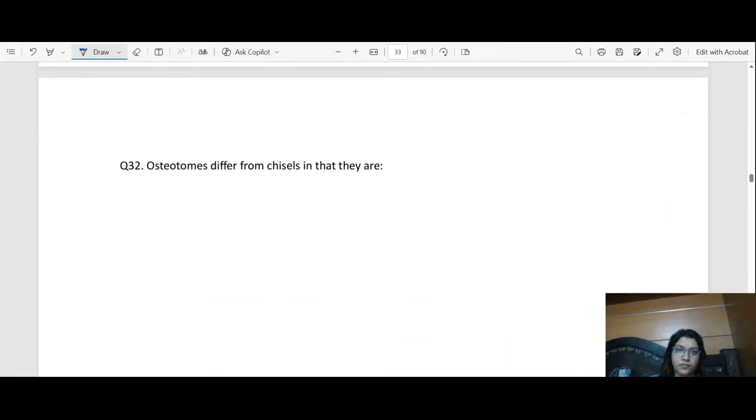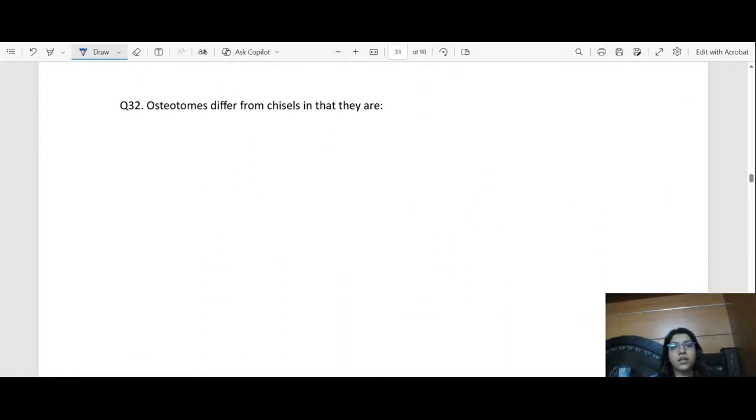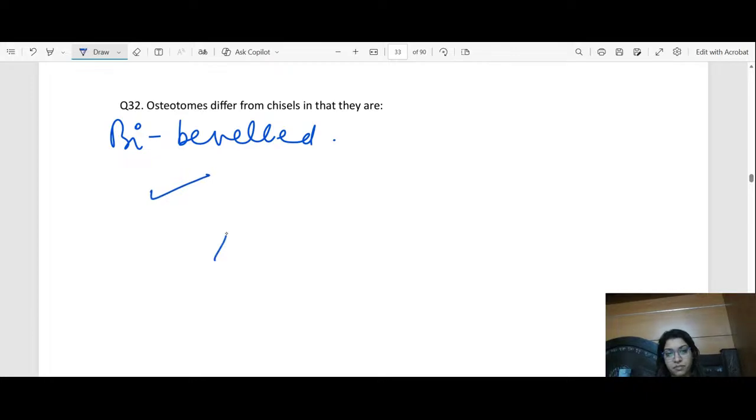Osteotomes differ from the chisels in that they are sharp, non-beveled or bibeveled. So they are bibeveled. Osteotomes are similar to the chisels, but the edge is different. It is bibeveled. It splits the bone rather than cut or chip the bone as with the chisel.